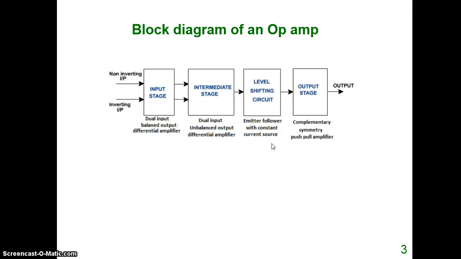See, in the stages you have differential amplifiers. That is, the first stage, the input stage, is the dual input balanced output differential amplifier. This stage generally provides most of the voltage gain of the amplifier. So, the input stage provides most of the voltage gain of the amplifier and also establishes the input resistance of the operational amplifier.